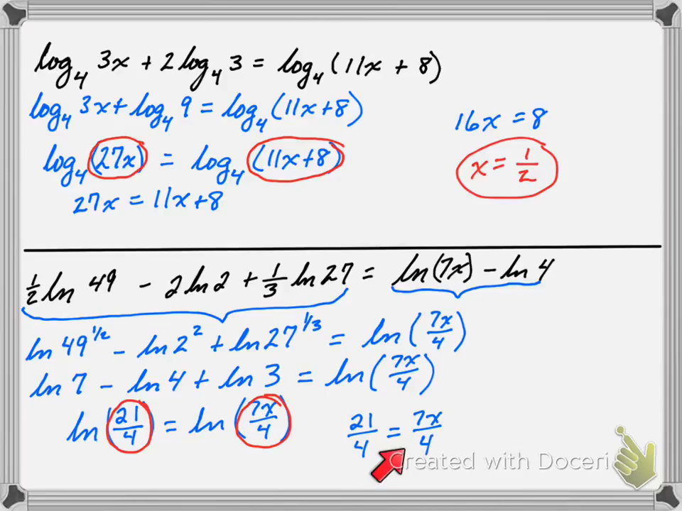Now we could cross multiply this and get 28x equals 84. But another way of doing this is, since our denominators are equal, that means our numerators would have to be equal. Now this is kind of a special case scenario, but that works, and it makes it a little bit easier, because that just gives us 21 would have to equal 7x, which means x is going to equal 3.